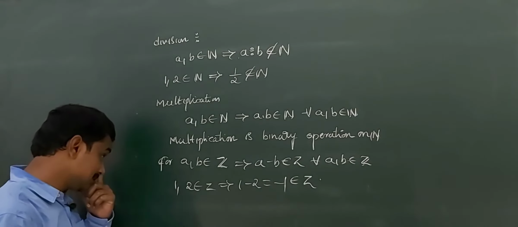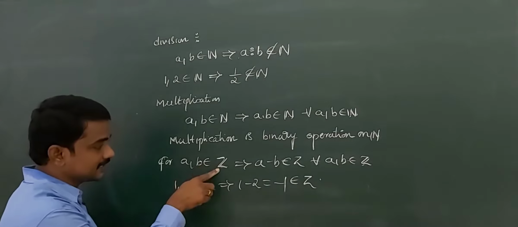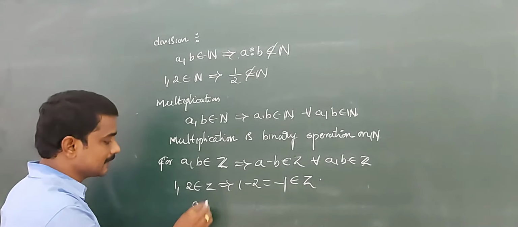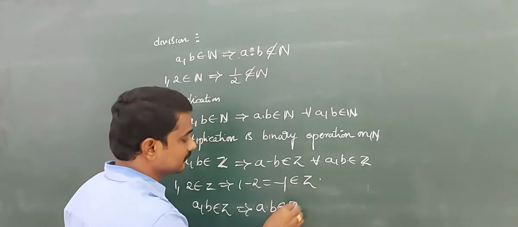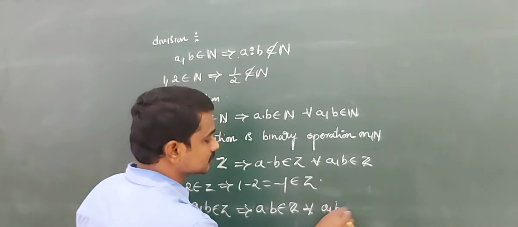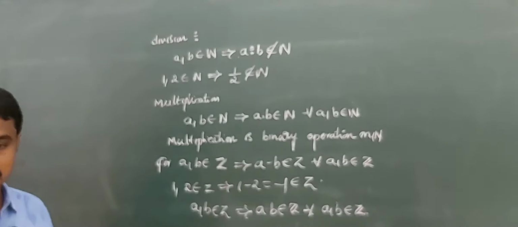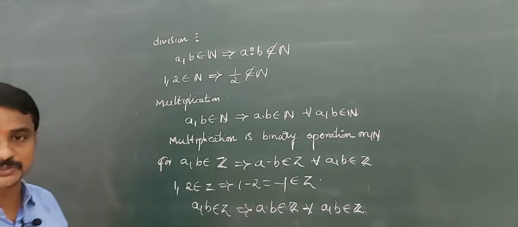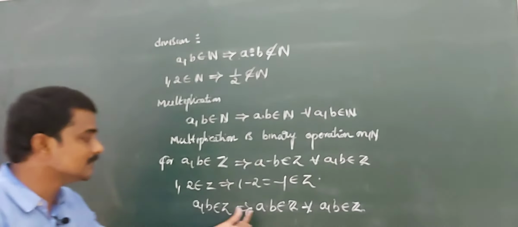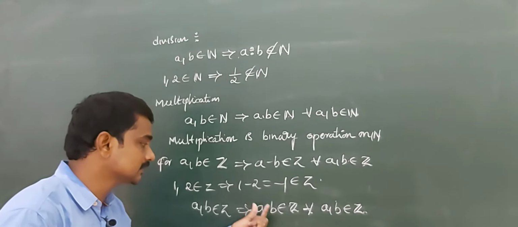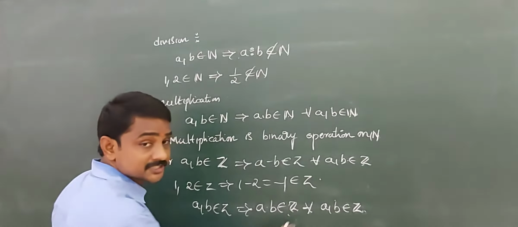Next, division is not a binary operation on Z. Multiplication is a binary operation on Z, that is a, b belongs to Z implies a into b belongs to Z for all a, b belonging to Z. For example, 3 into 4, 12 belongs to Z; minus 1 into minus 2 is equal to 2 belongs to Z. For any two elements of Z, the product belongs to Z. So the product is a binary operation on Z.